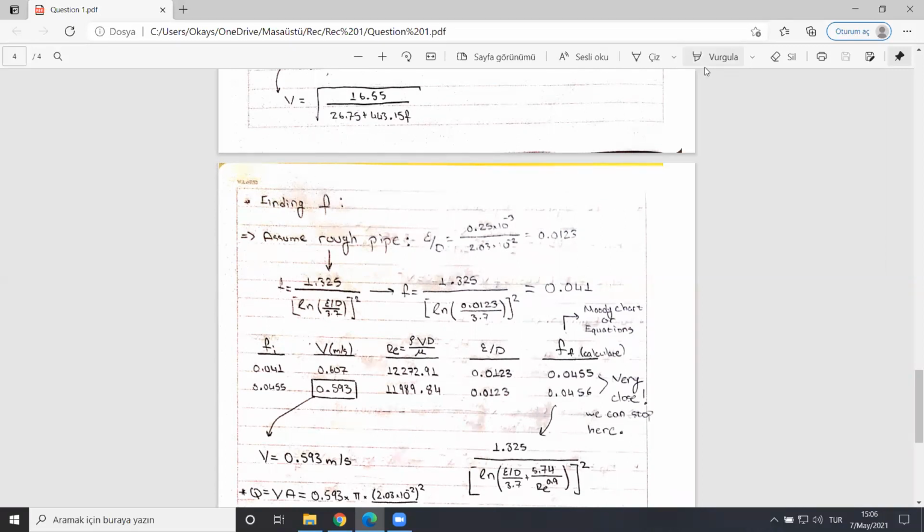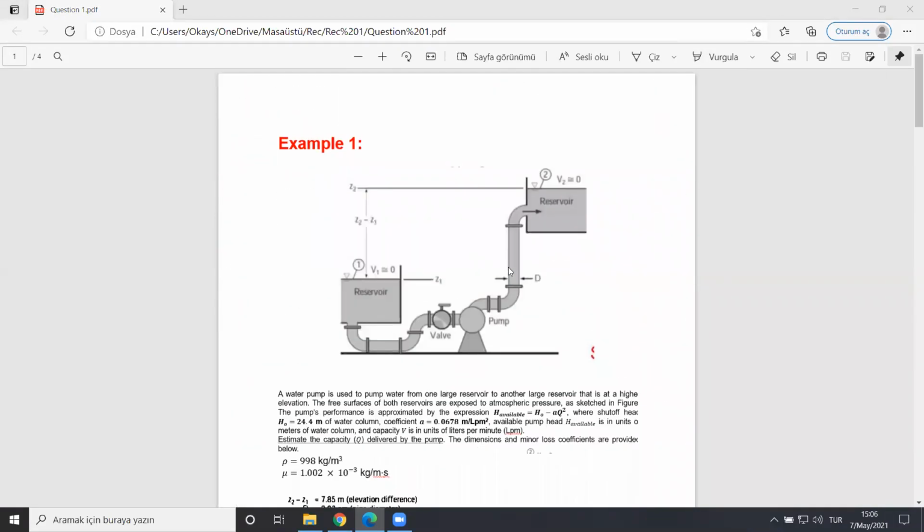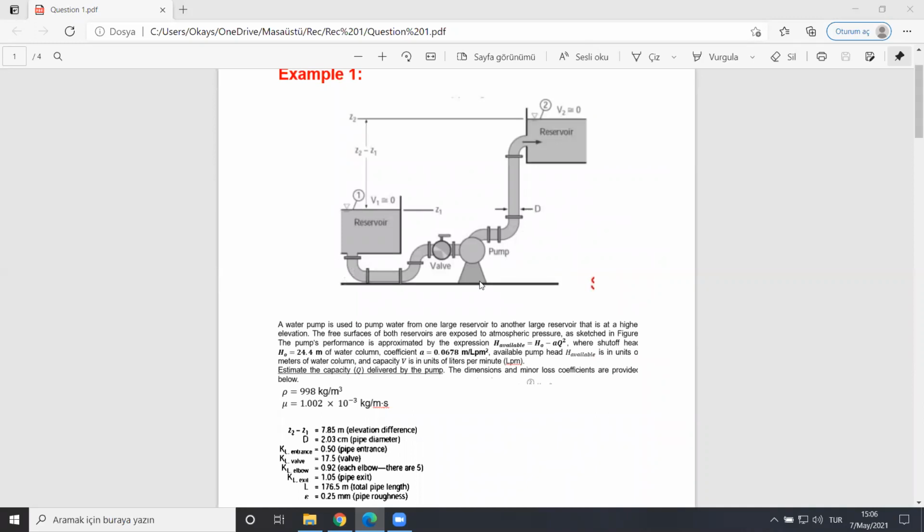Anything else? Hocam, how many elbows do we have in the question? How many what? Elbows. 5 elbows. We have 5 elbows. Let me show you. Shouldn't we include the one going out from the pump? No. It's just a sketch. We don't count them. The question doesn't count this one. Oh, so we have 1, 2, 3, 4, and 5.